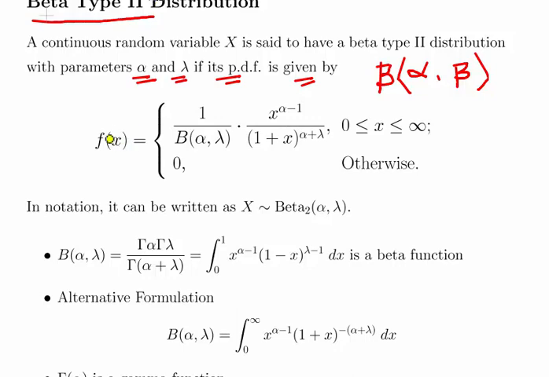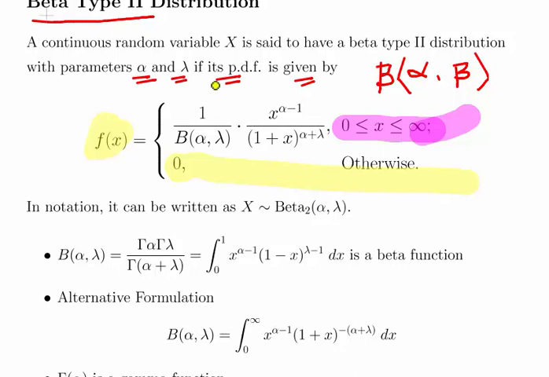So f of x, the PDF, is 1 over the beta function of alpha and lambda times x to the power of alpha minus 1 divided by x plus 1 to the power of alpha plus lambda. Now you notice here we have the support, the range of values which this PDF applies to. The range of values is 0 to infinity. The beta type 1 distribution is 0 to 1. So that's the key difference between the beta type 1 and the beta type 2 distribution. Okay? 0 otherwise. Just make a note of that as well.